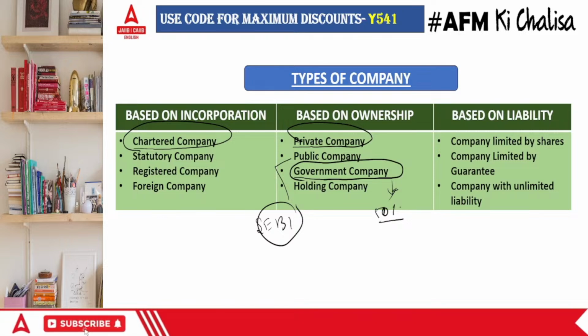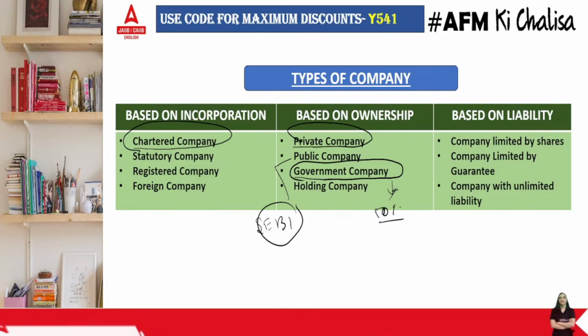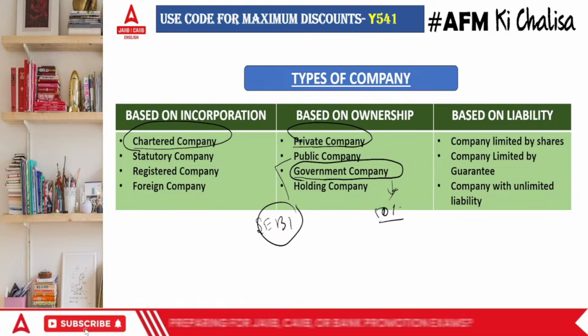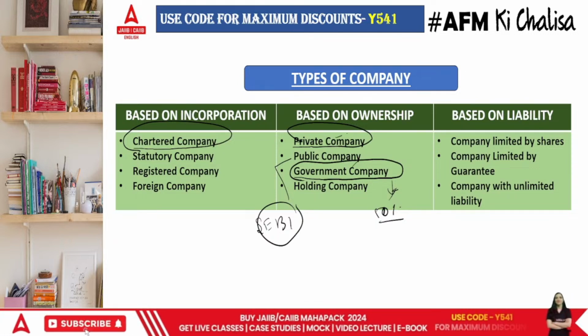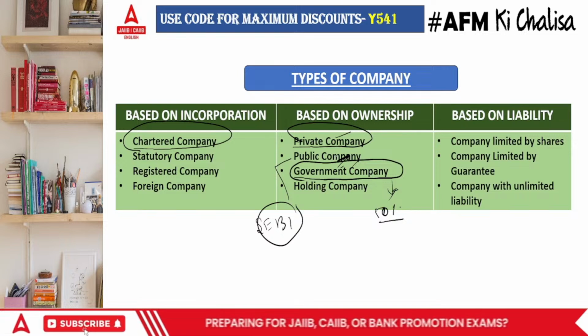On the basis of liability, if I say I'm going to give 10,000 rupees, that's the maximum I can bear with the liability, then it's called a limited liability company. The company is limited by the shares of the organization, the one which has more shares and the one which has fewer shares. That is how we define the area of company limited by shares.